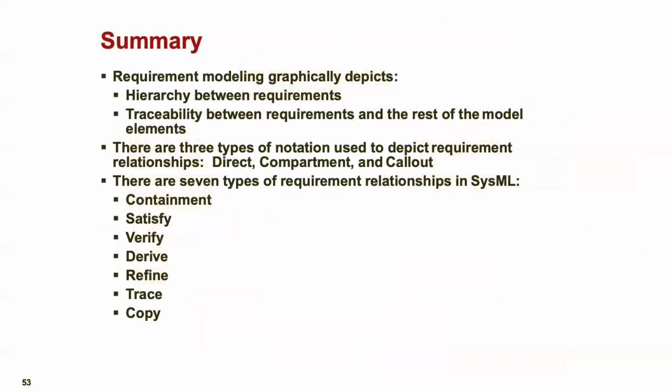So in summary, requirements modeling graphically depicts the hierarchy between the requirements, and the traceability between requirements and the rest of the model elements. There are three types of notations used to depict requirement relationships: direct, compartment, and callout. And there are several types of requirement relationships in SysML: containment, satisfy, verify, derive, refine, trace, and copy.